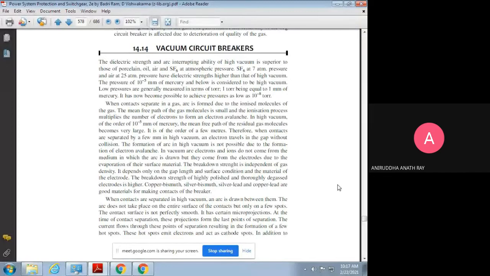Okay, so in a high vacuum, meaning 10 raised to the power minus 5 millimeter of mercury, the mean free path of the residual gas molecules becomes very large. It is of the order of a few meters. Therefore, when the contacts are separated by a few millimeters in high vacuum, an electron travels in the gap without collision.